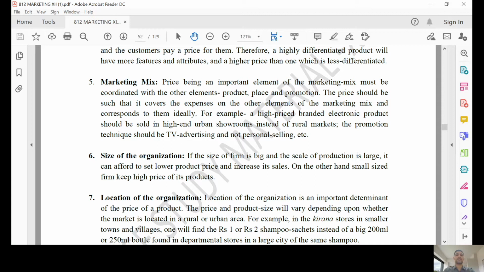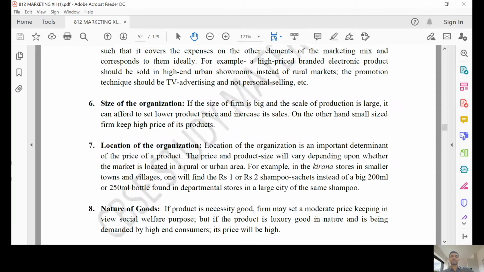Another important factor which is influencing the price of the product is size of the organization. If the size of the firm is big, there will be large scale production and there will be economies of scale. In that case, the manufacturing cost will be lesser. So you can reduce the price also.